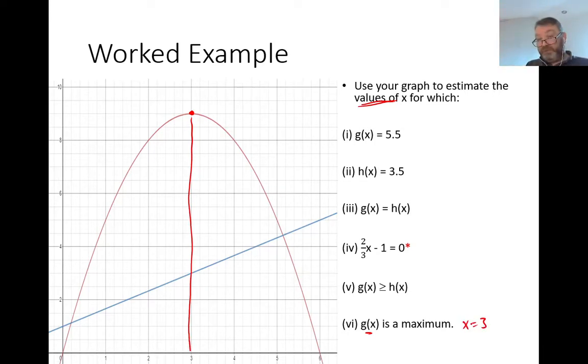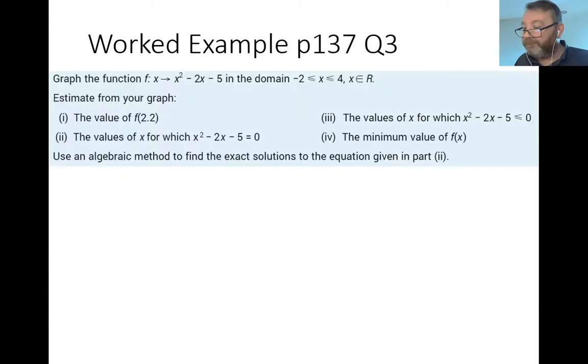Now, most of that you would have done already for your junior cert. The practice I want you to get into is how to draw these graphs and make sure you draw them properly. All right, here's another one. Graph the function of f of x equals x squared minus 2x minus 5 in the domain minus 2 to 4 and estimate from your graph the following values.